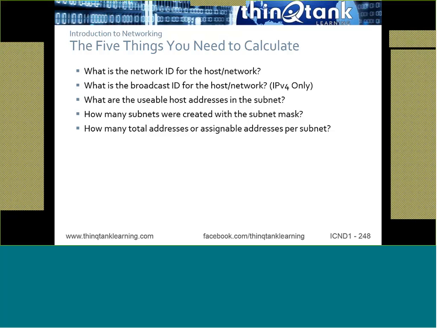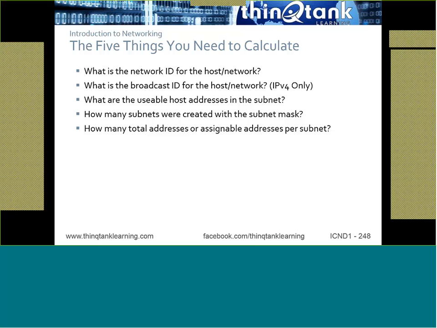If I give you an address and mask, what is the broadcast ID for that host? Of course, we only have that in IPv4 because we don't have broadcasting in IPv6. We know it's the last IP. We know the network ID is the first IP. What I'm talking about, though, is having the ability to get an address and a mask and to calculate what the actual values are.